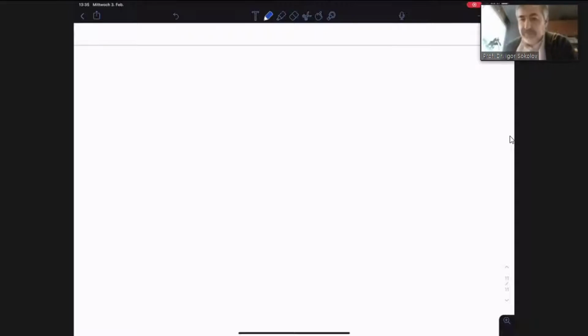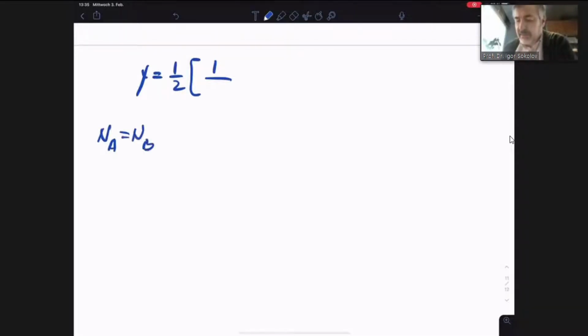So we start from our expression, phi equal to 1/2. Now I call N_A, I consider the symmetric case N_A equal to N_B equal to N. Then it will be 1/(2N) times (1/phi plus 1/(1 minus phi)).